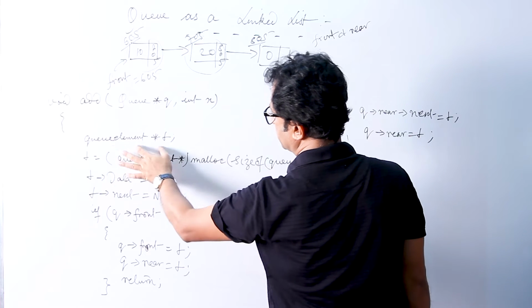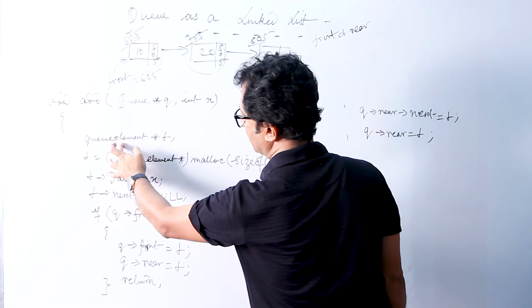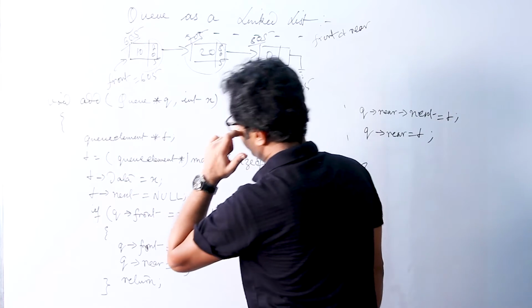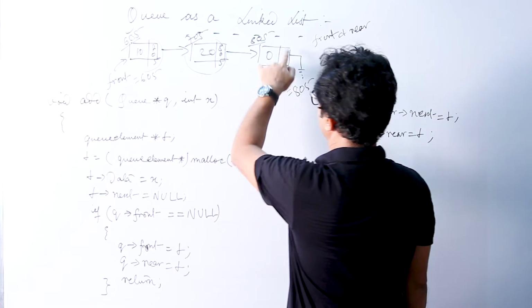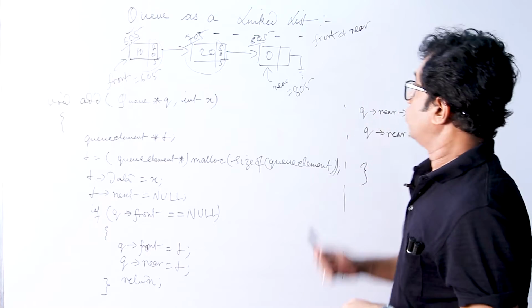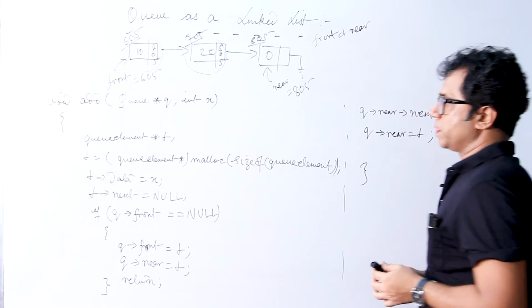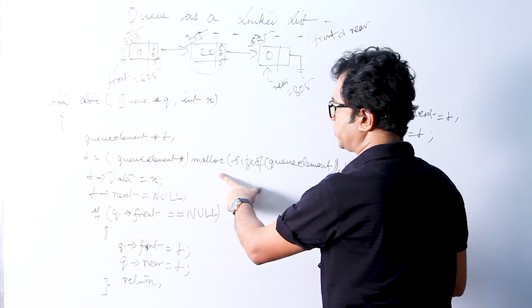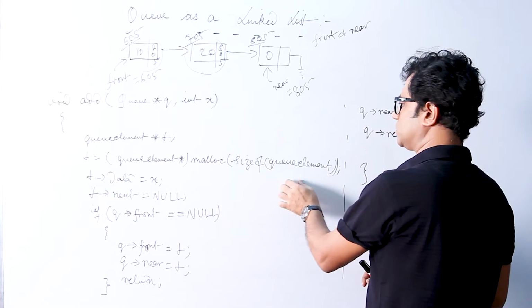So t is a pointer to the data type queue element, which we have shown previously. After that, we allocate dynamically some amount of memory for a single node to be created, which we are going to add to the end of the queue. By writing this code, we dynamically allocate the memory: t is equal to queue element star malloc size of queue element.